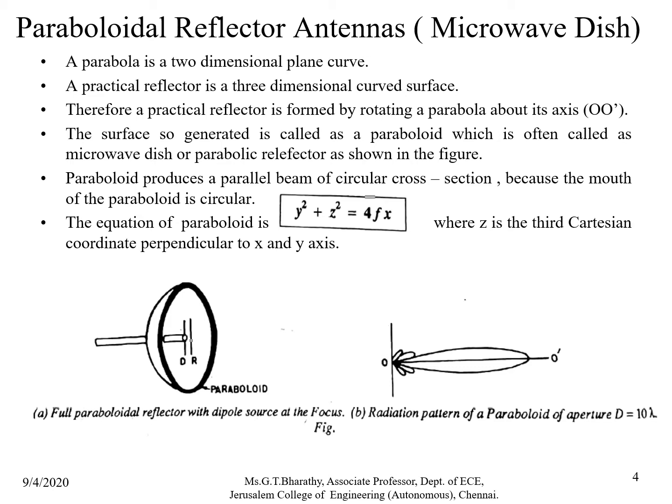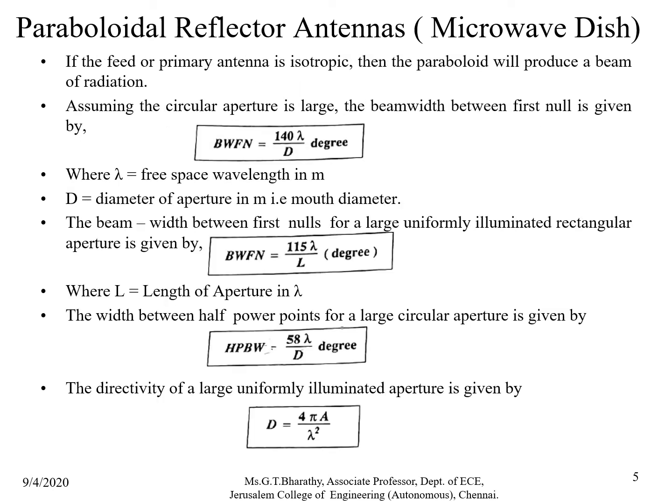And the second diagram gives the radiation pattern of a paraboloid with an aperture D equal to 10 times the wavelength, that is 10 lambda. So we have a stronger beam. It is a unidirectional antenna where we have a stronger beam along the axis of the parabola. If the primary antenna is an isotropic, which radiates energy uniformly in all directions, in such a case, the paraboloid will be producing a strong beam of radiation.